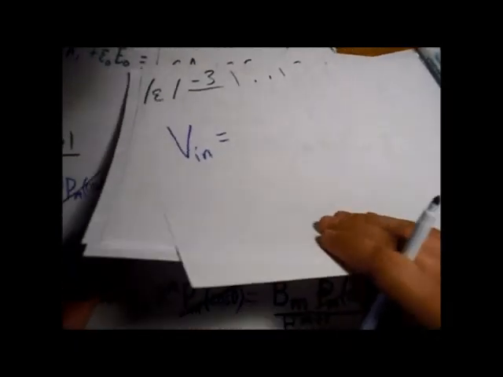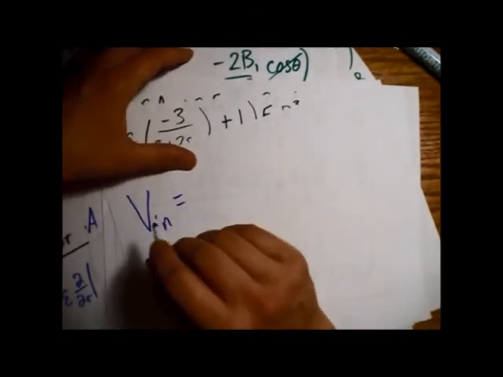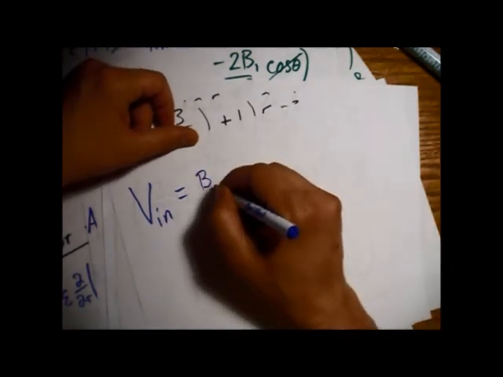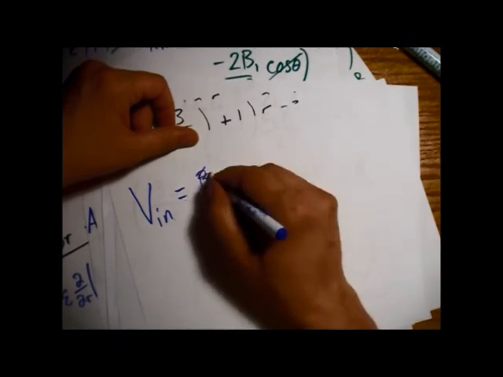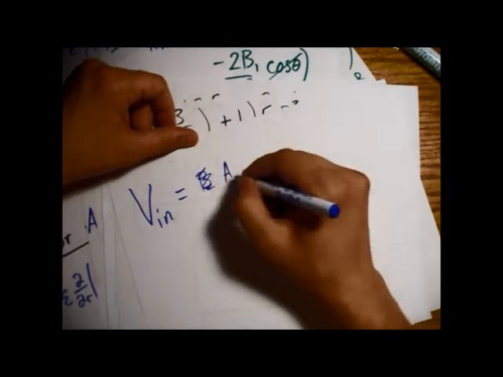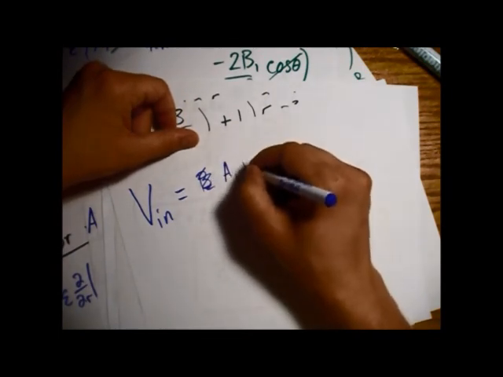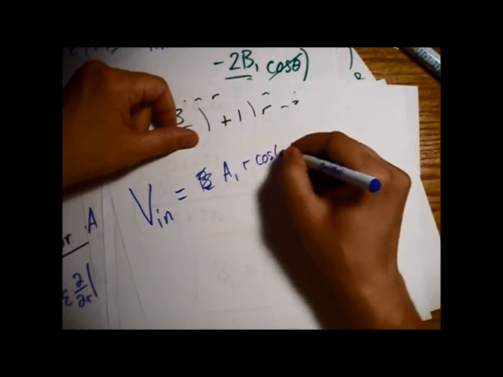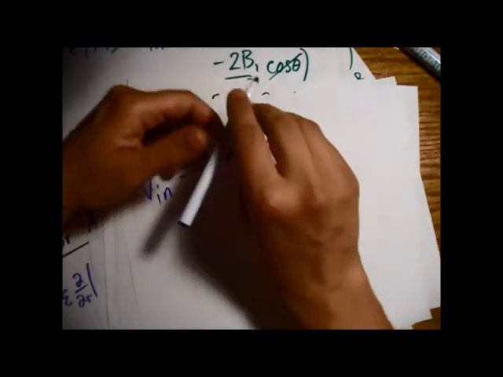Basically all the B's were going away for the inside, right? So all of our other terms went away except for the n equals 1 term. Okay, so the b's all went to 0, so we don't have that there. We have an a1 times r times cosine of theta. Okay?